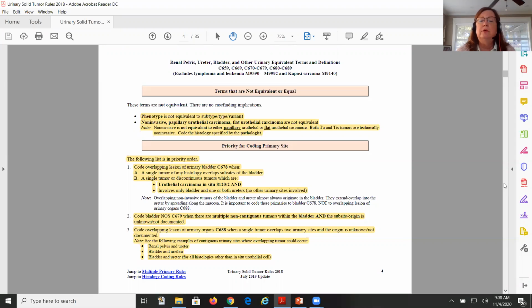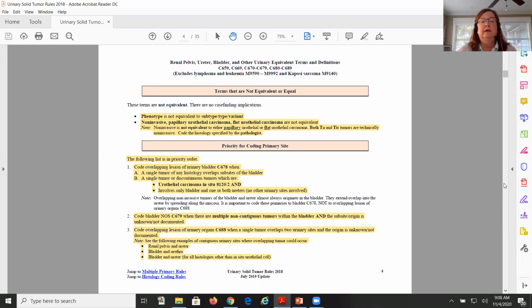This is 8120/2 only. This does not include 8130/2. It is 8120/2 and involves only the bladder and one or both ureters. No other urinary sites are involved.